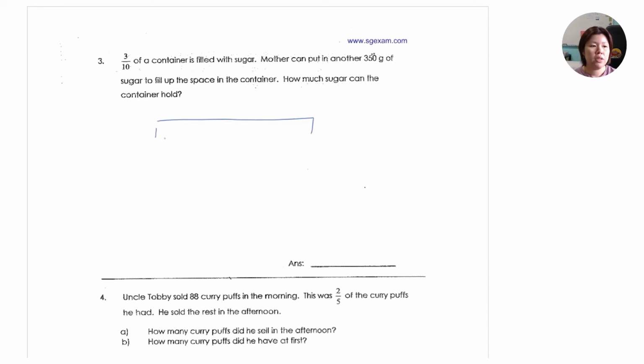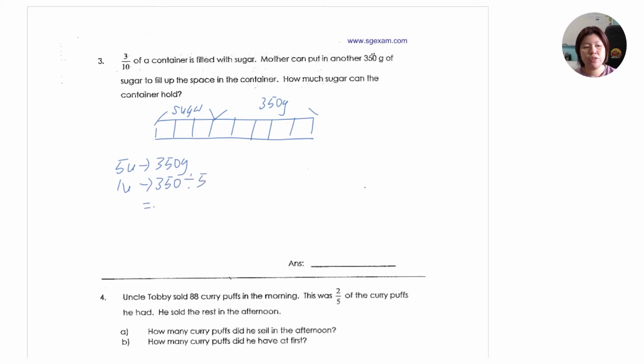So I draw a model. The container is 8 units, and 3/8 is with sugar. And mother put in 350 more to fill up the whole thing. So we can see that 5 units is 350 grams. 1 unit is 350 divided by 5 equals 17.